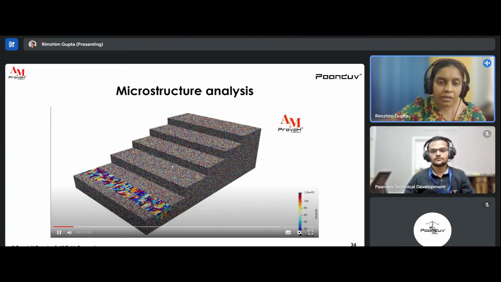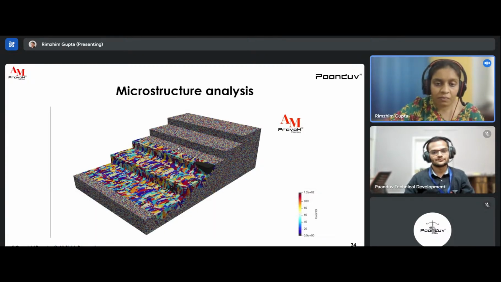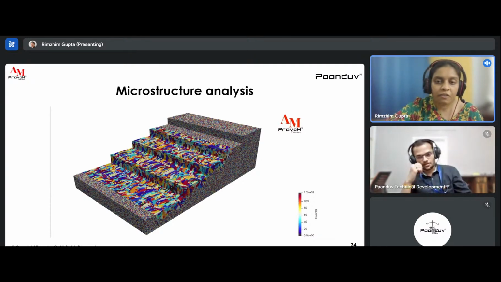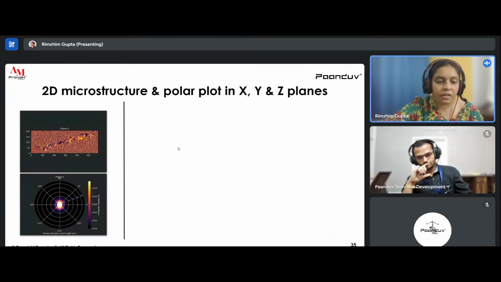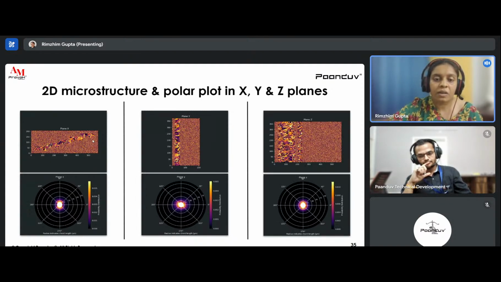We also further analyzed the microstructure, and this is the one for the 5-layer 2-track multi-phase system. We had cut the part in such a manner that you will be able to visualize all the 5 layers. Now, once we get this 3D data, we can further analyze it to get the polar plots and the slices or 2D data in different directions and different planes. And this whole data is provided to you by AM Pravah only.